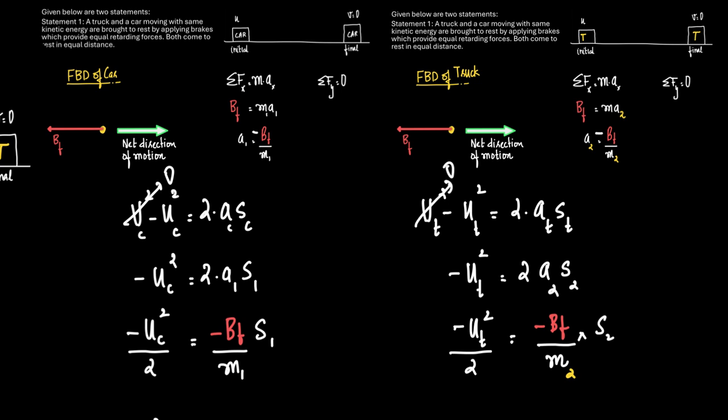What have we derived so far? We have derived that a1 is equal to minus bf by m1, and a2 is minus bf by m2. Now I'll do a slight rearrangement here. I'll take this 2 to the LHS, and this 2 to the LHS. So we have minus uc square by 2 is equal to minus bf by m1 into s1, and minus ut square by 2 is equal to minus bf by m2 into s2.